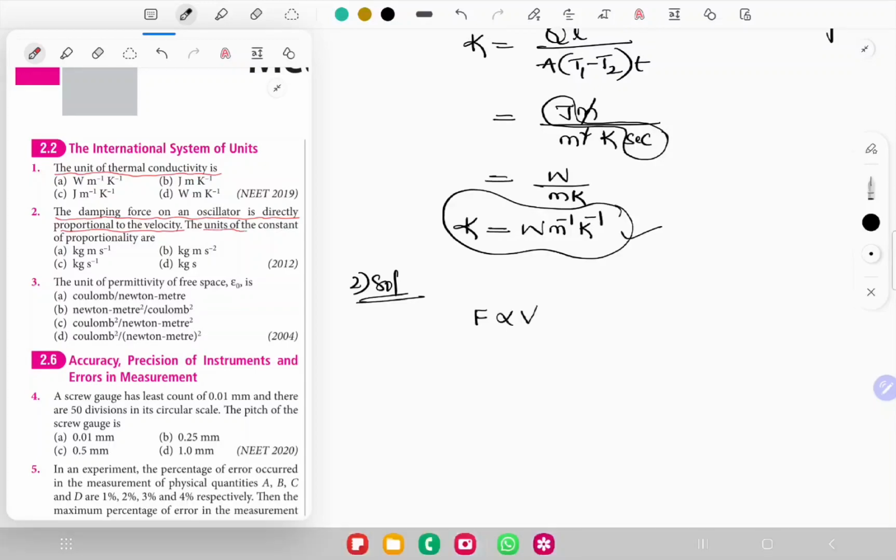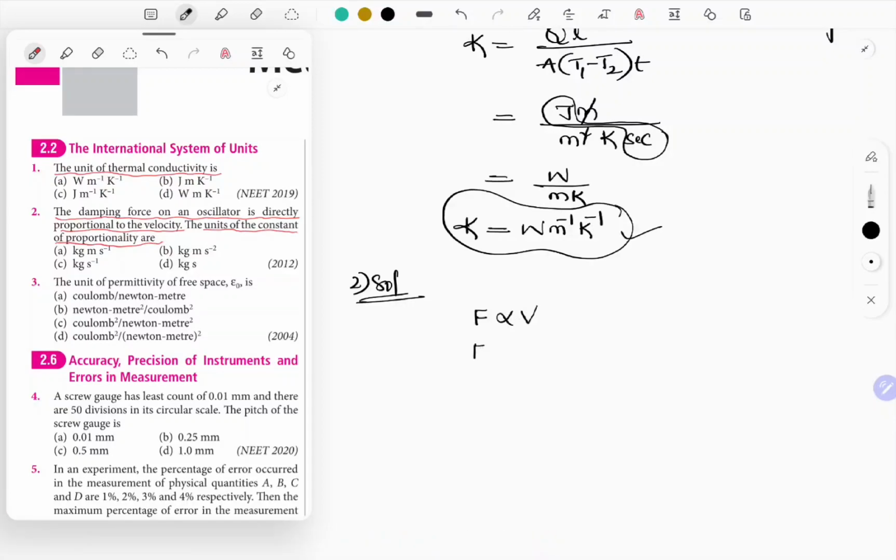Now they are asking the unit of the constant of proportionality. By removing the proportionality, they place a constant, let's say K, so F equals K into V. From this, K is equal to F by V, where force is in Newton and V is in meter per second. Let me substitute both of them. It is going to be Newton by meter per second. But the options are not in the form of Newton. Options are in the form of kg, meter and second, so convert this Newton into kg, meter, second.